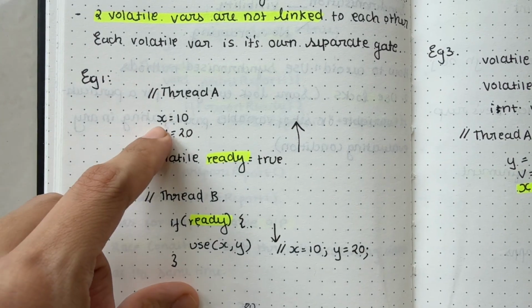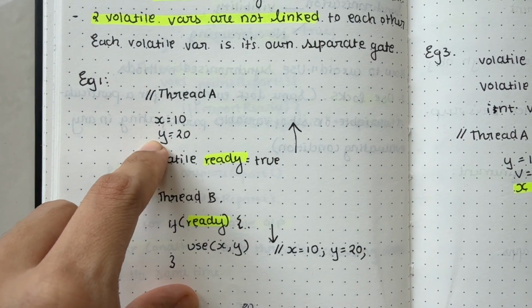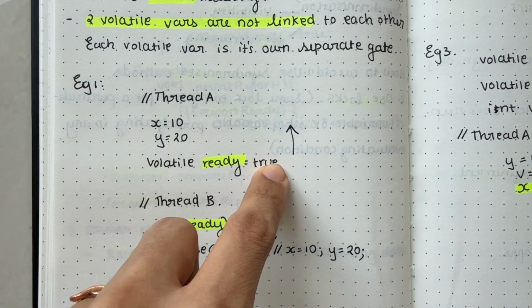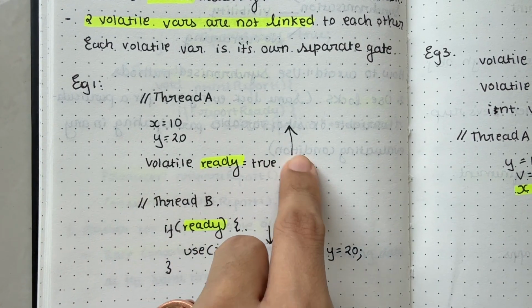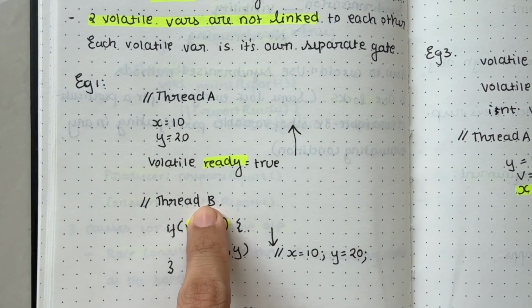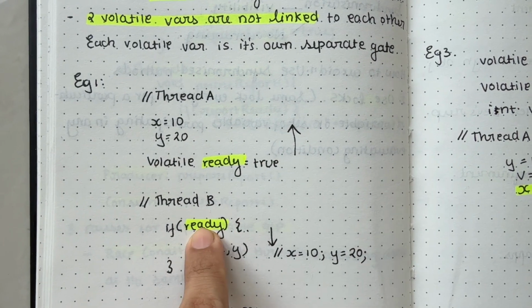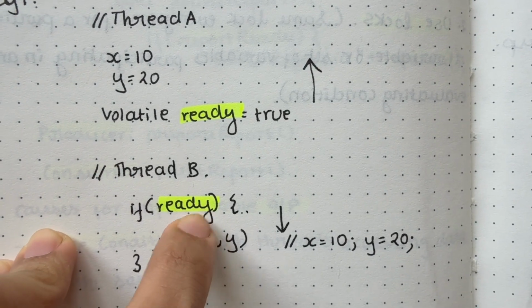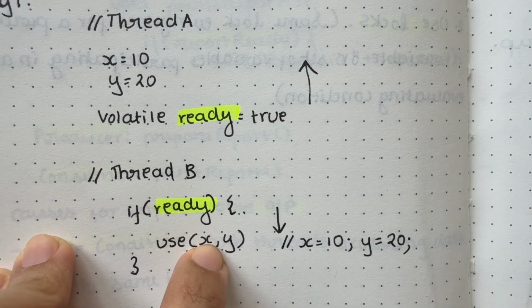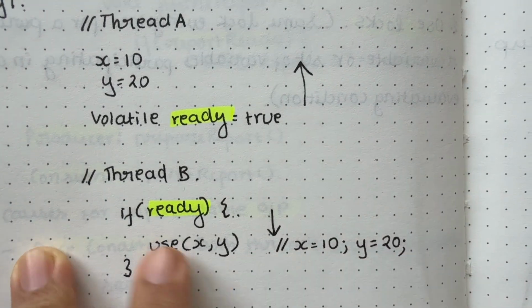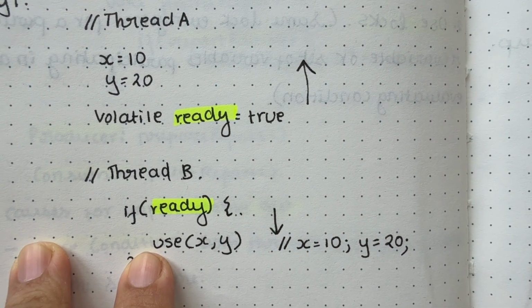Thread A is setting x to 10, y to 20, and then it sets volatile variable ready to true. So everything that is executed before ready is visible to thread B after it reads ready. So when thread B reads ready and then moves into the block, x and y are guaranteed to be 10 and 20.